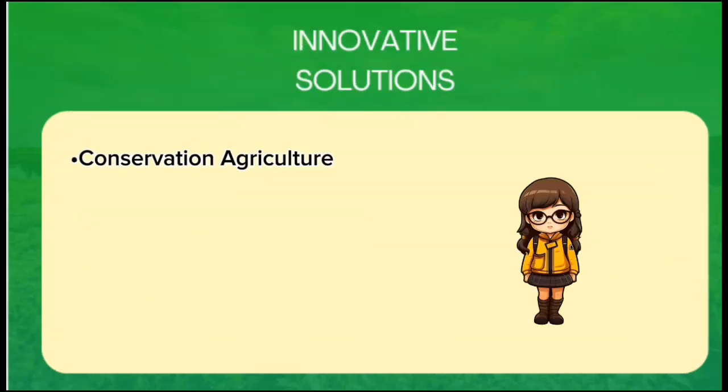Conservation agriculture is a farming system that focuses on minimizing soil disturbance, maintaining permanent soil cover, and diversifying crop rotations. These practices help to improve soil health, reduce erosion, and enhance water infiltration, ultimately combating soil degradation. It prevents erosion, improves soil structure, and enhances water retention.